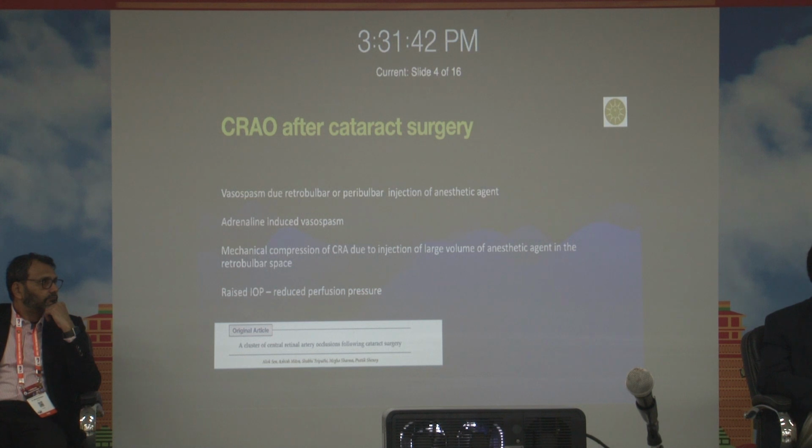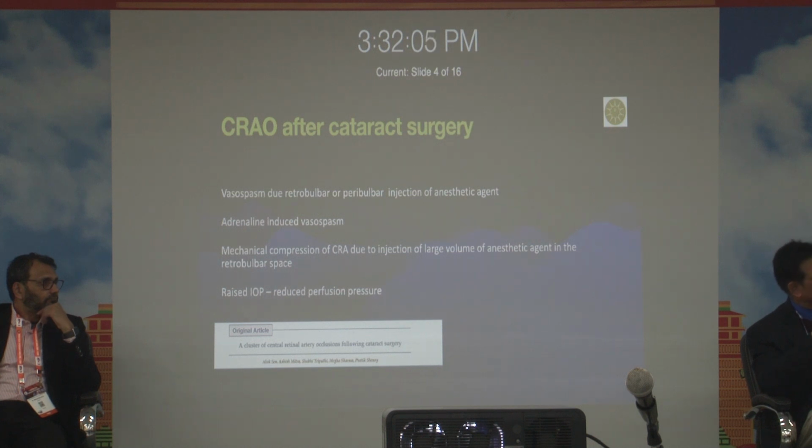CRAO after cataract surgery has been reported, and basically it could be because of vascular spasm due to anesthetic agent or the adrenaline which we at times use along with the local anesthetic agents, or it could be because of the volume. With PCR, maybe you must have had a high intraocular pressure. Yes, sir, that could be.